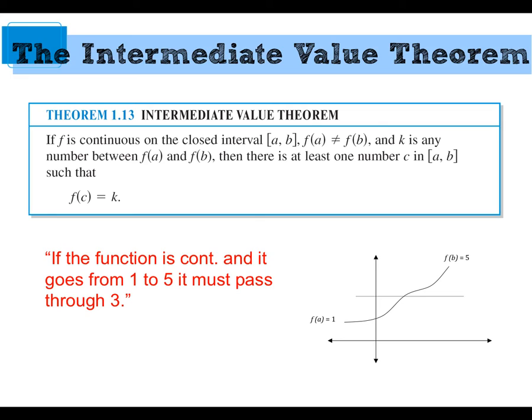Now, here's the fancy calculus speak, though. If f is continuous on the closed interval a to b, where f of a does not equal f of b, and k is any number between f of a and f of b, then there is at least one number c in a to b such that f of c equals k. That always made me nervous the way they wrote that, but it's there. Can you say it without watching? Which one, that or the English? The English.